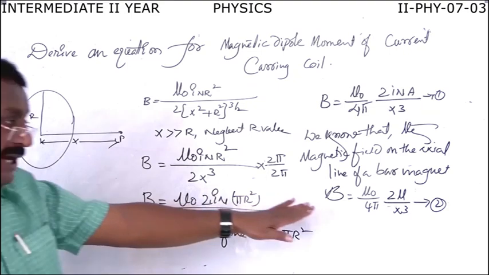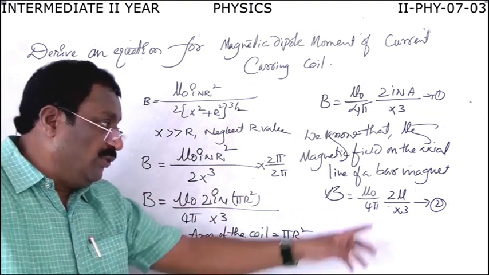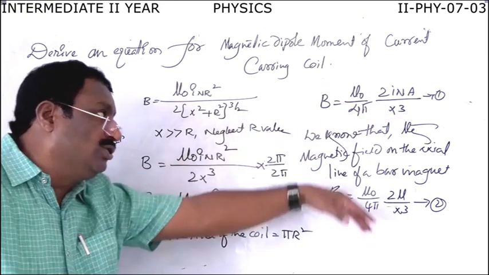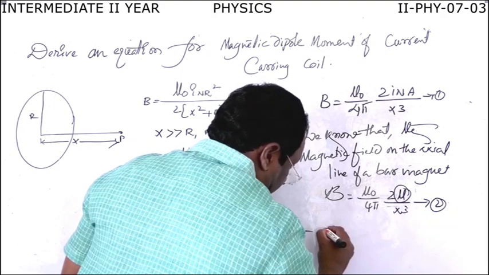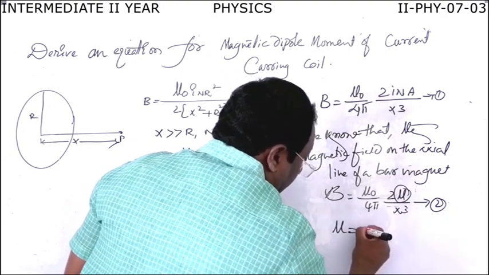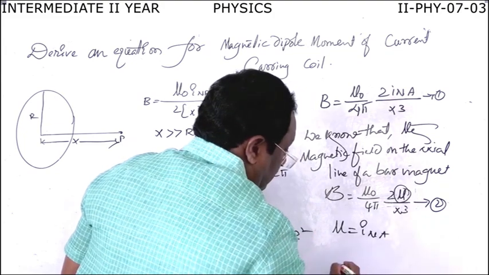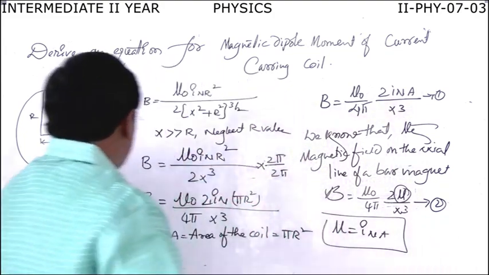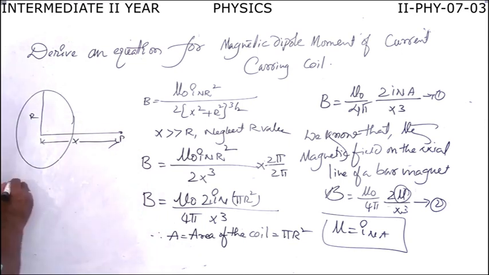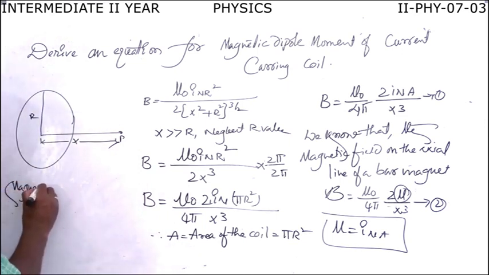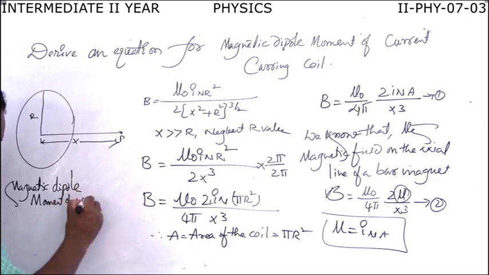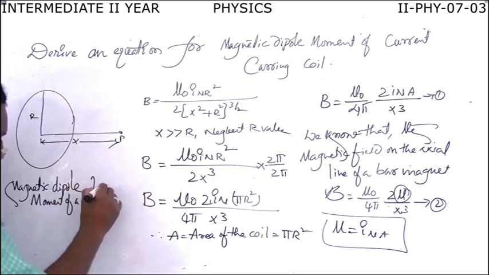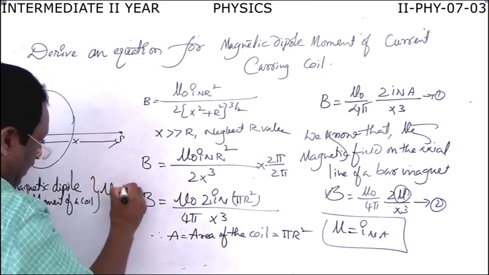So this is for a bar magnet, 2 mu by x cube. On comparison, if both are compared, here mu is equal to what? Magnetic dipole moment. So mu becomes what? INA. Therefore, mu is equal to the magnetic dipole moment. So the magnetic dipole moment of a coil, mu, is equal to INA.